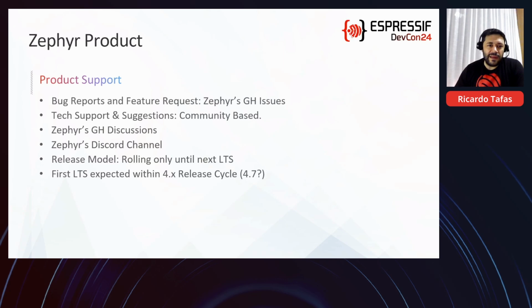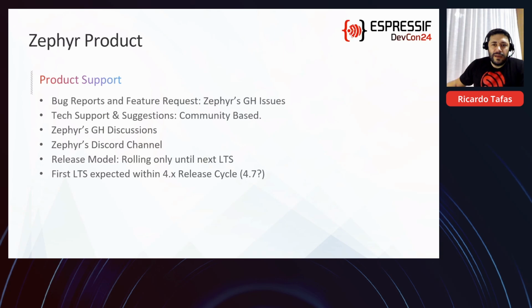Currently, until the next LTS, and well, here comes a little bit of a speculation, maybe 4.7, if the trend is kept, we'll be rolling release. It means that to get the best solution and the best code and the best fixes, the latest version is usually advisable until we reach the next LTS after 4.0, which is probably 4.7.